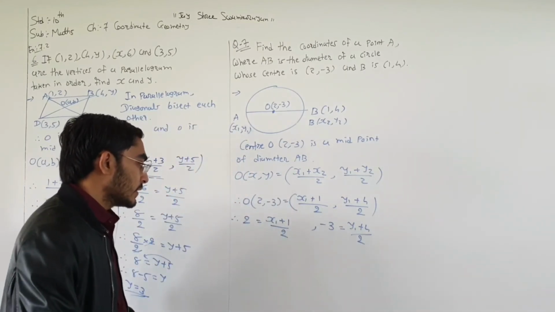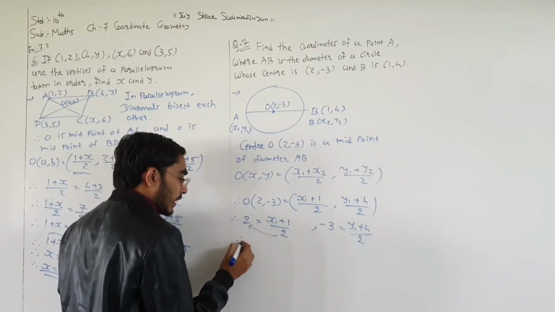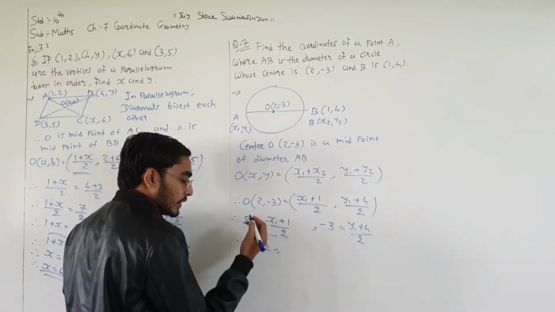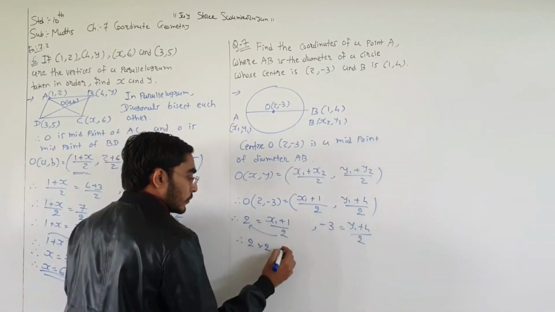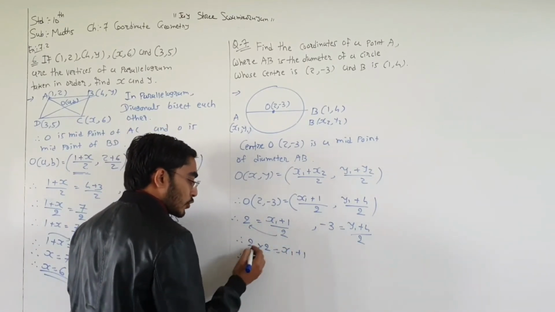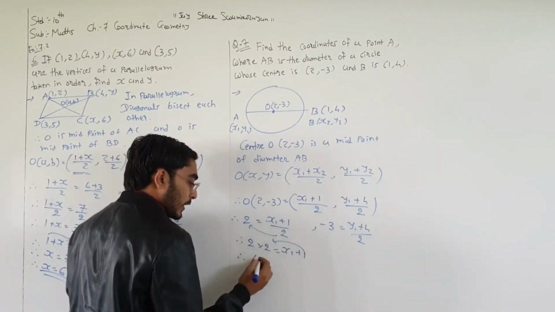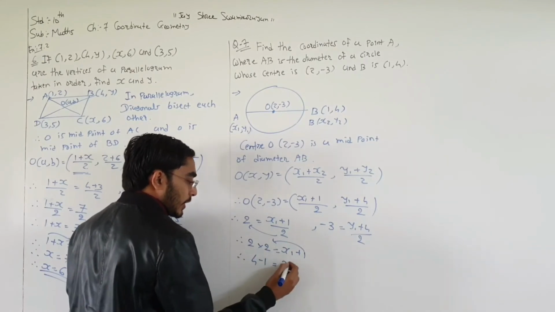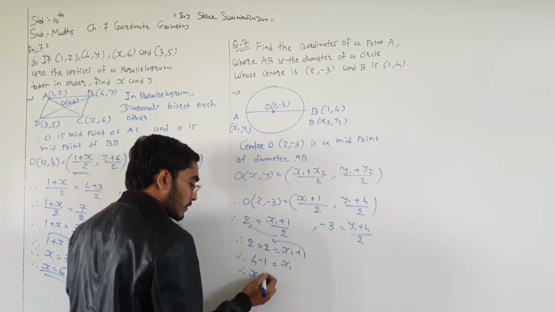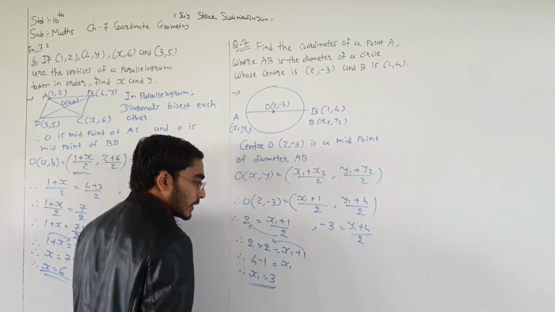So now from here transfer this 2 to the left hand side. So 2 multiply 2, this divide 2 goes to the numerator. So here x1 plus 1. Now 2 2s are 4. Transfer this plus 1 to the left hand side, it becomes minus 1. So x1 is equal to 4 minus 1, 3.